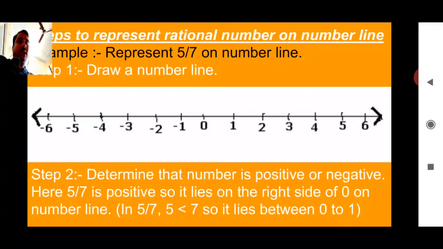Steps to represent a rational number on the number line. Represent 5 by 7 on the number line. Some steps are discussed here. First one, draw a number line. You already know how to draw a number line. First of all, draw the number line, then determine whether the number is positive or negative. Here 5 by 7 is positive, so it lies on the right side of 0 on the number line. In 5 by 7, 5 is less than 7, so it lies between 0 and 1.